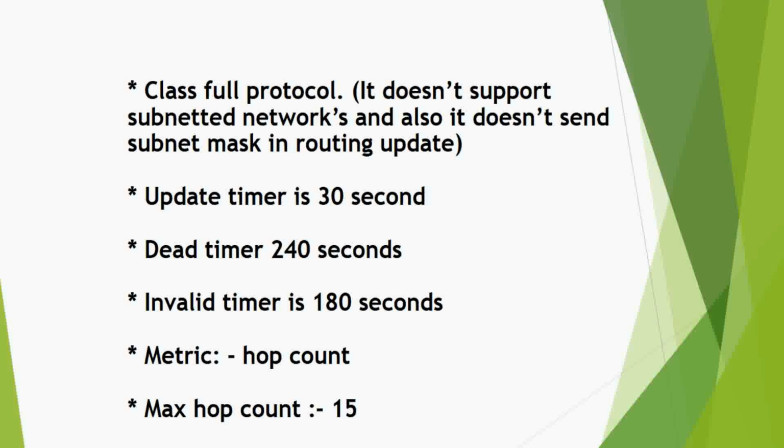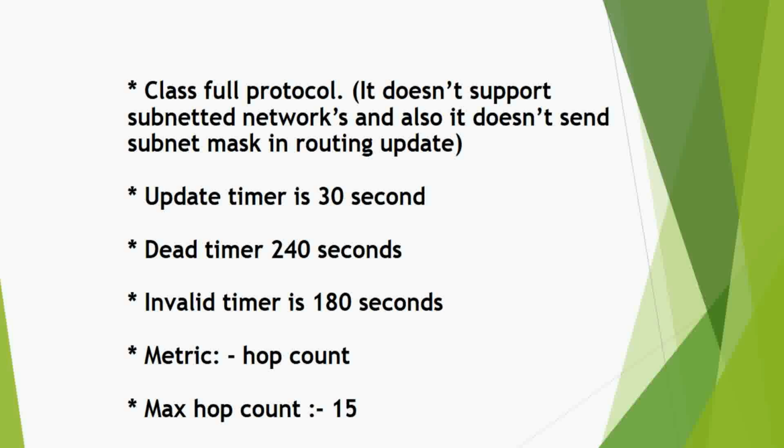Invalid timer. The invalid timer defines how much longer a router should wait for an update from the neighboring router. It is usually 180 seconds. If a router does not receive any update from a specific neighbor for 180 seconds, then the router is declared as dead and all routes from that router are declared as invalid.